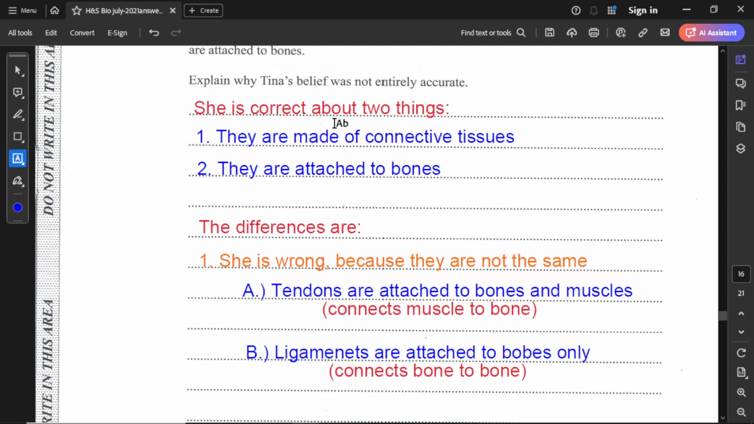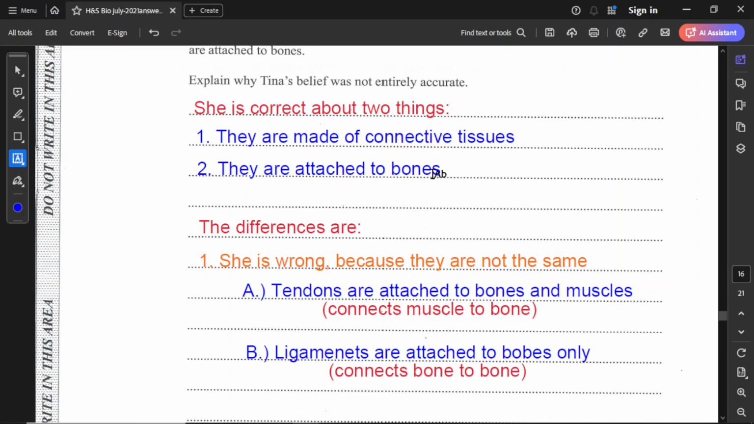And I mean, you can do it in points. You can write in points, all right? So you don't have to write long sentences all the time. Once you have the points outlined properly and well organized, you'll get your full marks. Believe me, you'll get the full marks. So it's not about the amount you write, as I always emphasize. It's about what you write. It's quality over quantity. And of course, she's correct because 1, they are made up of connective tissues for sure.